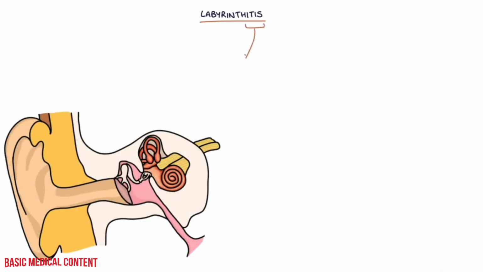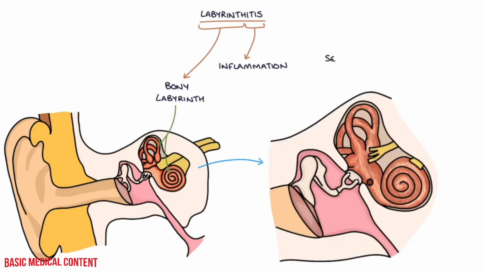In this video, I'm going to be going through labyrinthitis. Labyrinthitis refers to inflammation of the bony labyrinth of the inner ear, which includes the semicircular canals, vestibule, which is the middle section of the labyrinth, and the cochlea.